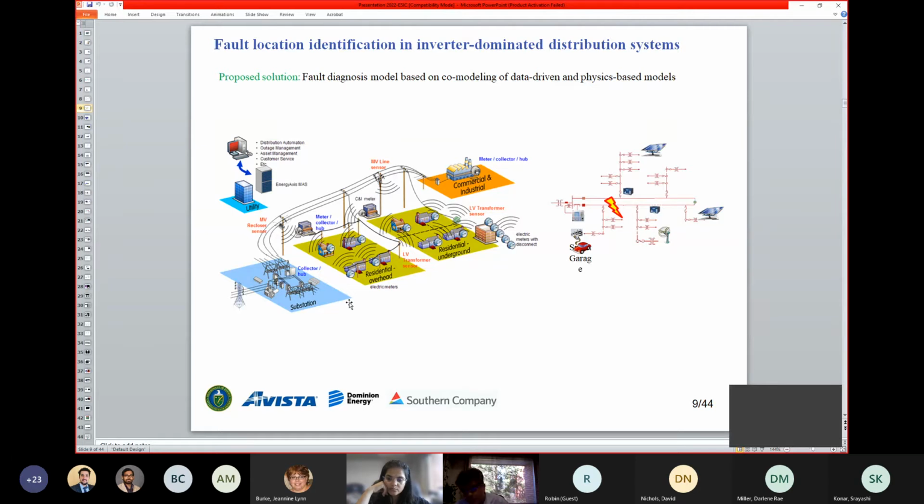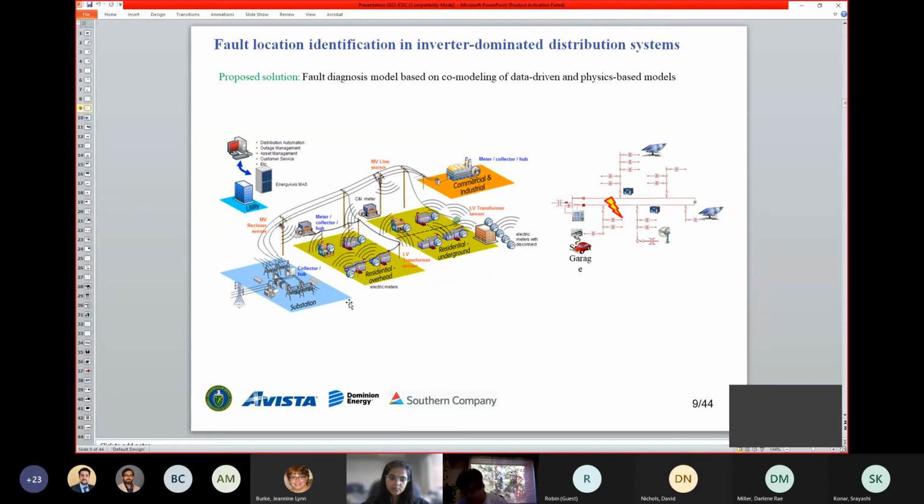But if you still have large integration of inverters, but an acceptable amount of fault current so that you can detect the fault, in that case, what happens? The issue is bidirectional power flow, and how do you model these inverters in your fault location algorithms, and so on and so forth?